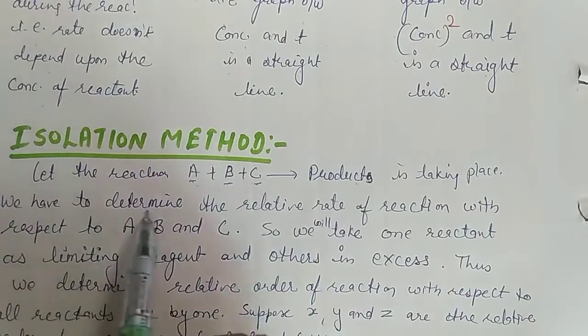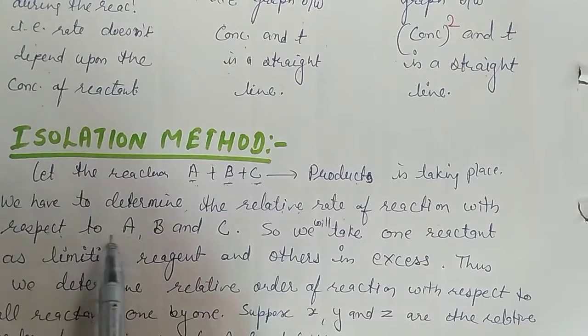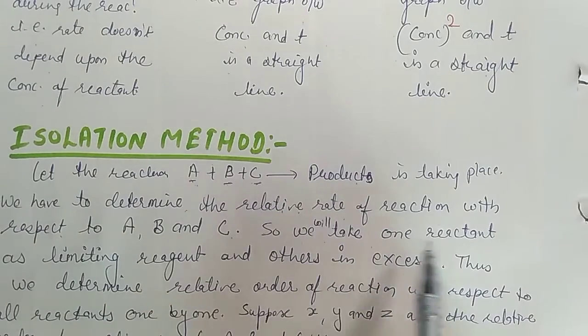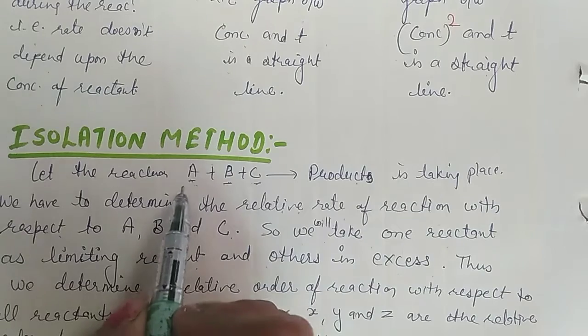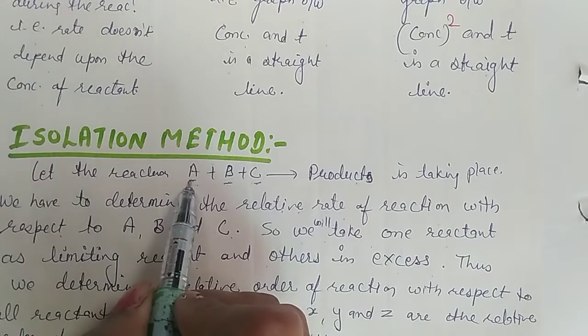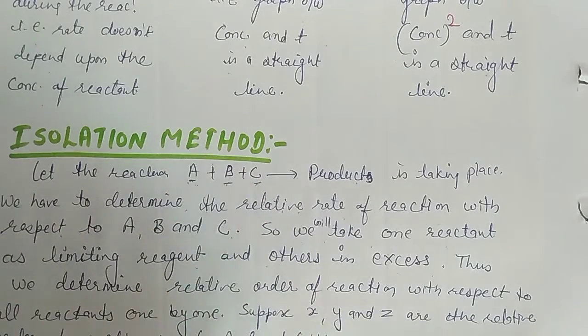Now we have to determine the separate rate of reaction with respect to A, B and C. So we will take one reactant as the limiting reagent and the others in excess. For example, if we are determining the rate of reaction according to A, then B and C will be in excess amount.